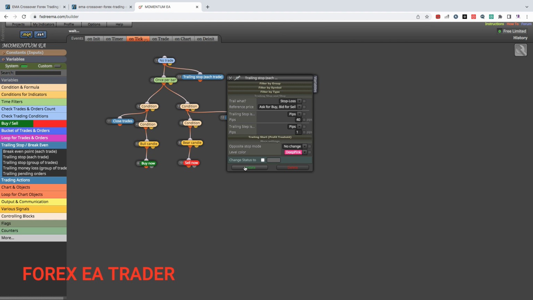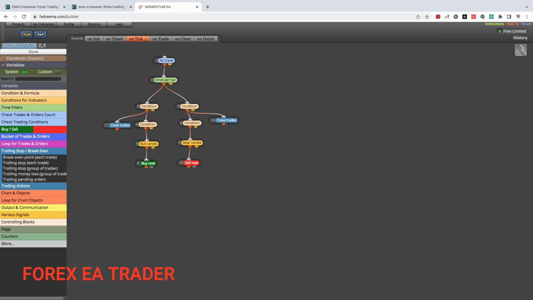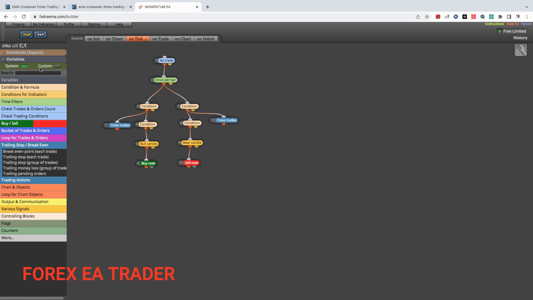And if it means we are not able to export these 12 blocks, because I believe it should be limited to 10 blocks to use free FXdreema, but let's see if it's going to export. Then we change the name of our robot to something fancy. Something fancy is EMA CCI robot. That is fancy, very creative. And we click done. Then let's see if it's going to work with 12 blocks.